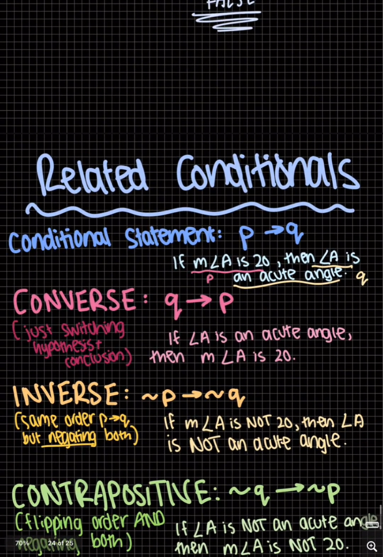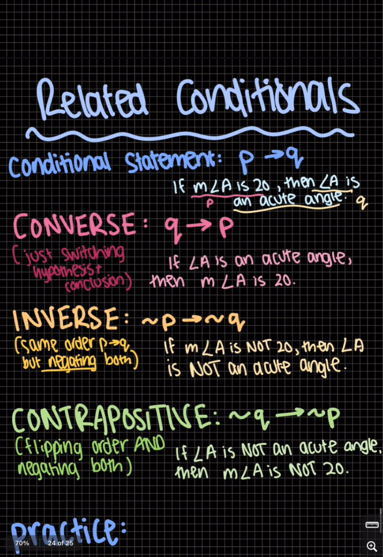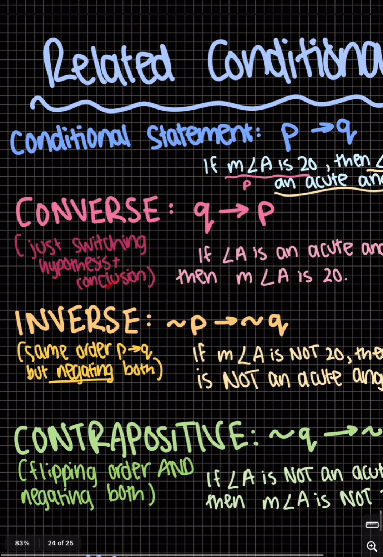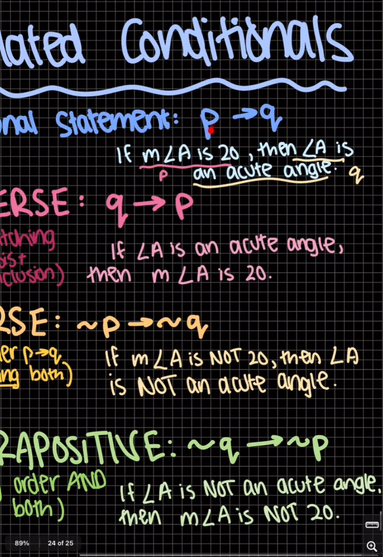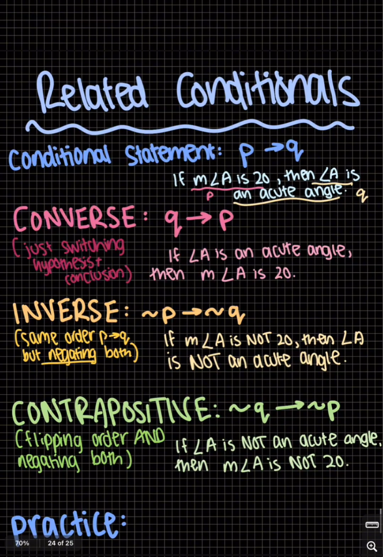Now let's go over some other concepts, okay? What I just told you was a conditional statement. A conditional statement is always, always, always if P, then Q. But a converse statement is formed by exchanging, meaning you're just flipping the hypothesis and the conclusion in the conditional. If the conditional statement was P then Q, your converse is Q then P.